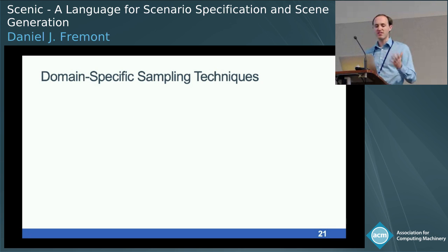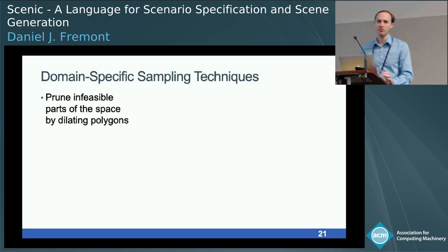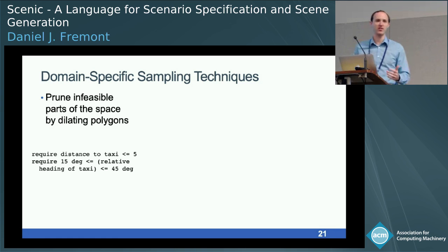So just to give you an idea of how we do sampling, the basic idea is to prune infeasible parts of the space by dilating polygons, since we know we're talking about geometry. So for example, if you have a Scenic program with these 2 requirements, saying there's a taxi whose distance is within 5 meters, and its relative orientation compared to us is between 15 and 45 degrees, so it's at a bit of an angle. For example, you want an image of a taxi that's starting to turn or merge into a different lane.